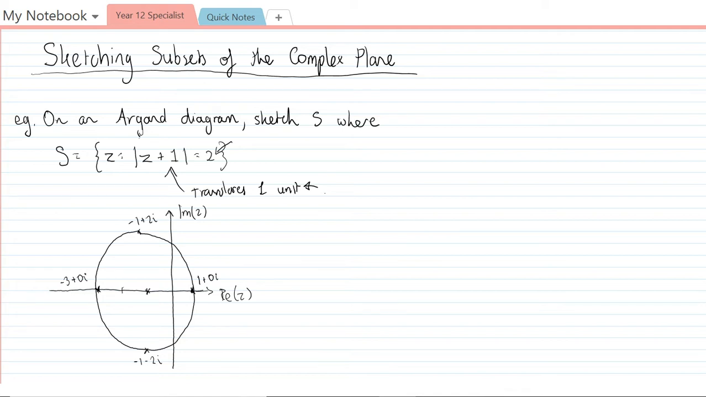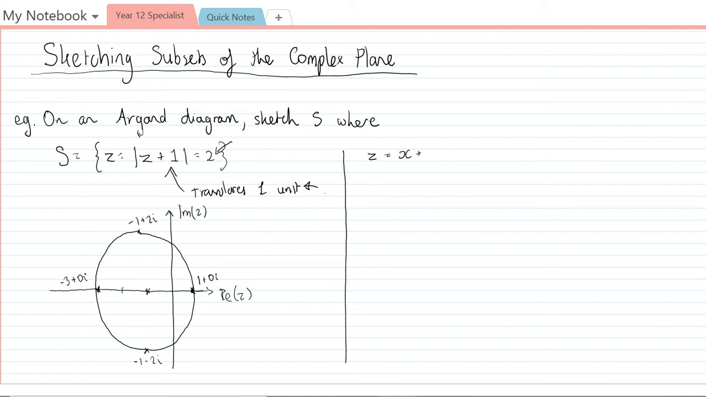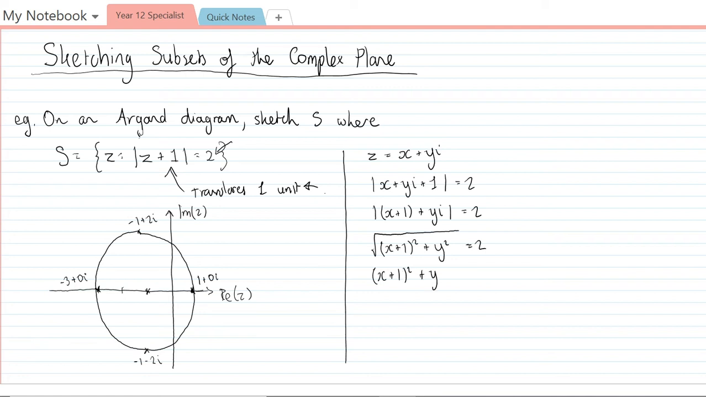Now, another way to do it would be to say that, well, z is x plus yi. So what I've really got there is the modulus of x plus yi plus 1 equaling 2. If I just group the real and imaginary components there, I've got the modulus of x plus 1 plus yi equaling 2. So that means the square root of x plus 1 squared plus y squared is equal to 2. And I can square both sides to get x plus 1 squared plus y squared equals 4.